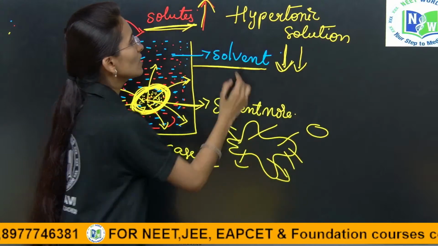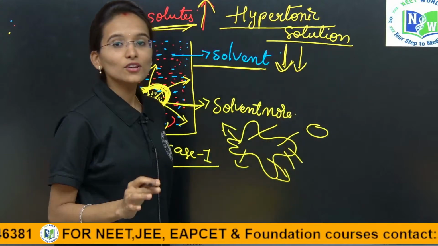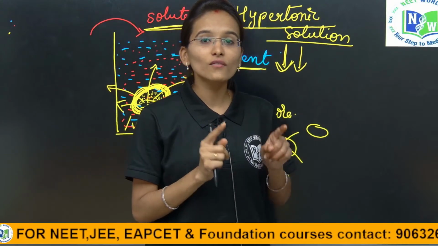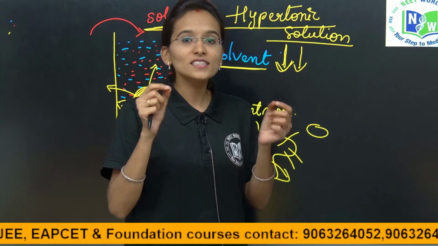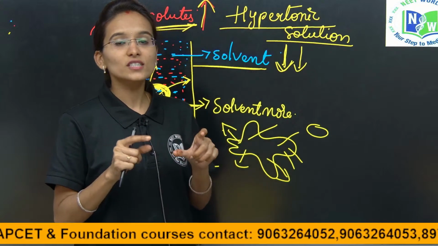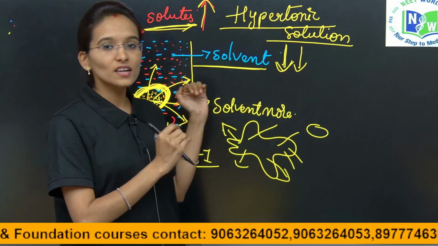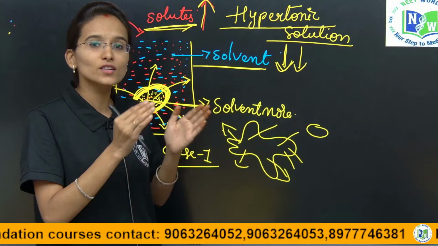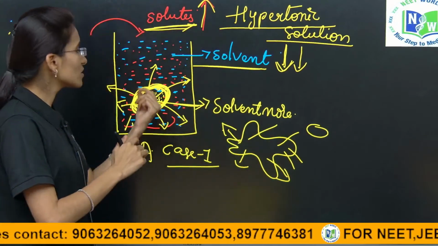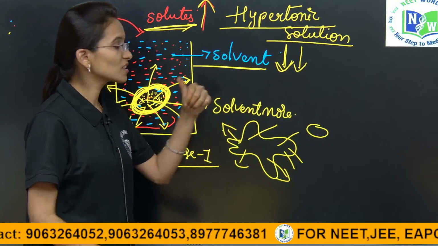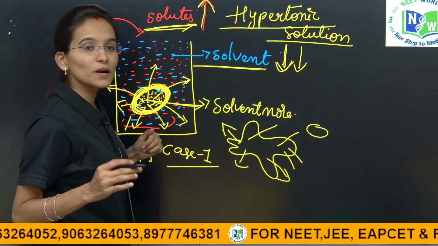Hypertonic solution. Clear with the concept? In the hypertonic solution the concentration of the solutes is more. So when compared to the cellular environment, inside the cell the solvent molecules are high. So outside the cell environment the concentration of solvent is less. So the solvent will move from the higher concentration to the lower concentration gradient by crossing the semi-permeable membrane.